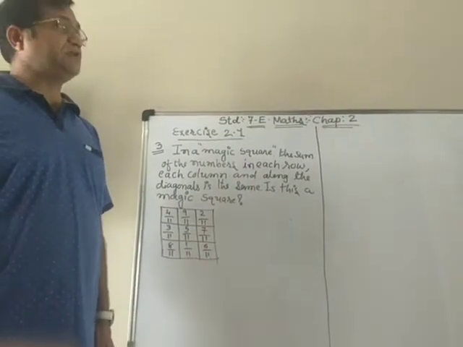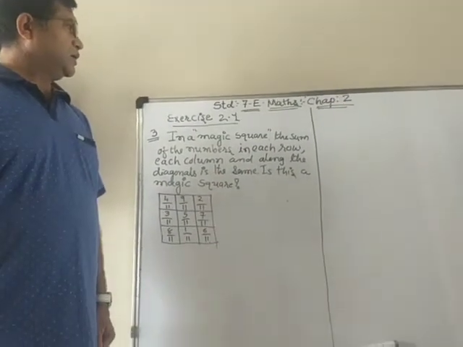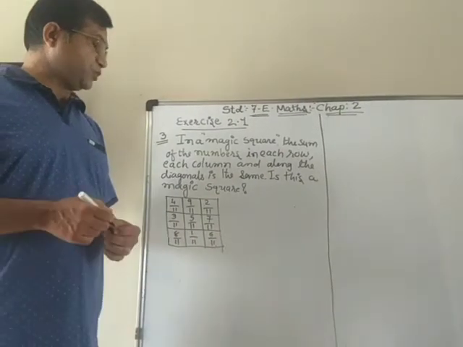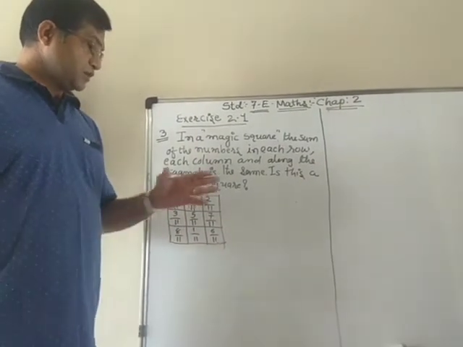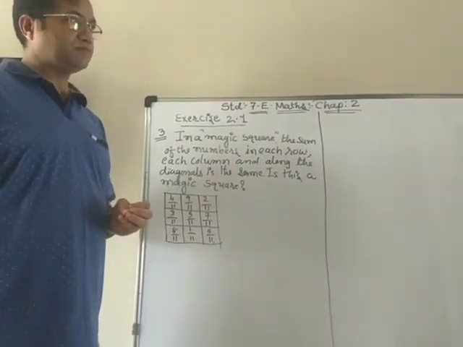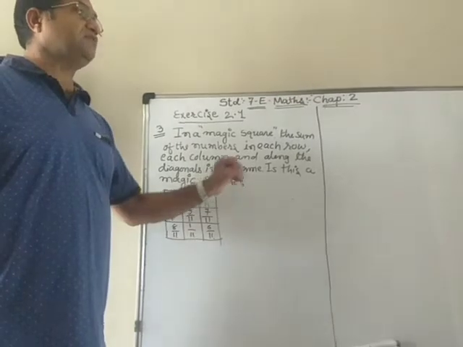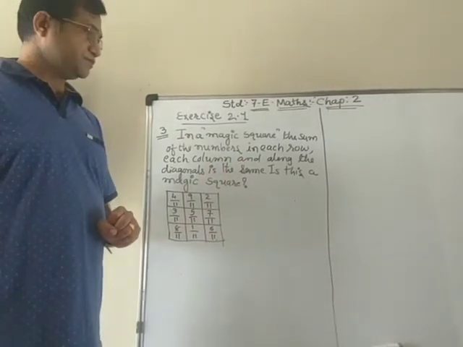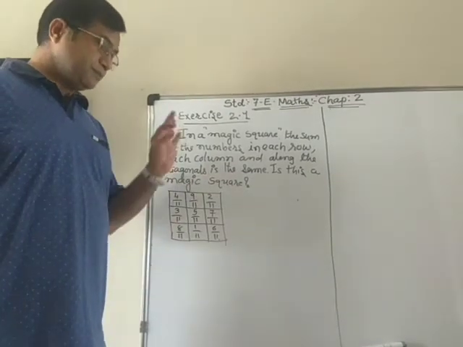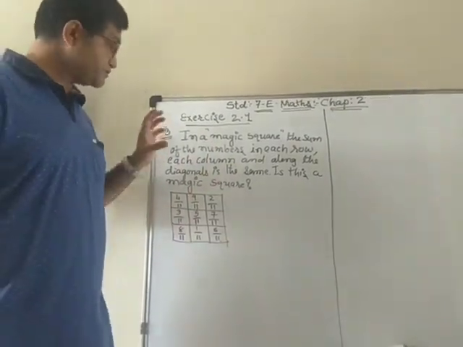Standard 7th English medium. We were busy with chapter 2, exercise 2.1. In the first question, I explained some questions and the others I gave you for homework. I hope you had done it. If not done, please write it down in the notebook.